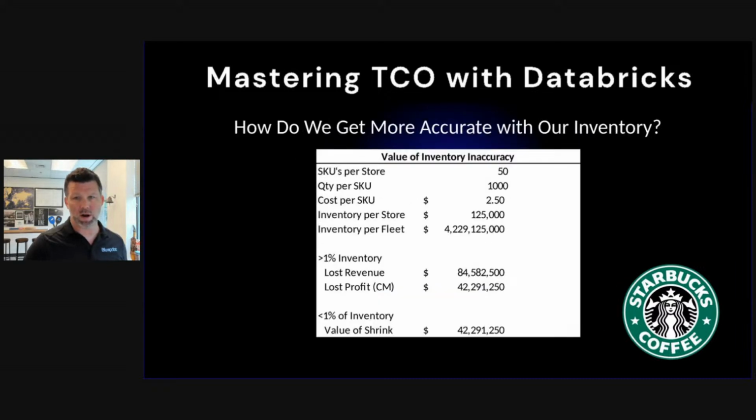Let's talk about another scenario: inventory management. This is also very near and dear to every single retailer and restaurateur out there. The unique scenario with Starbucks, though, is that Starbucks has perishable inventory. So it's not just like an electronics retailer trying to stock inventory and have a safety stock, or a clothing retailer that might have some seasonality in their inventory.